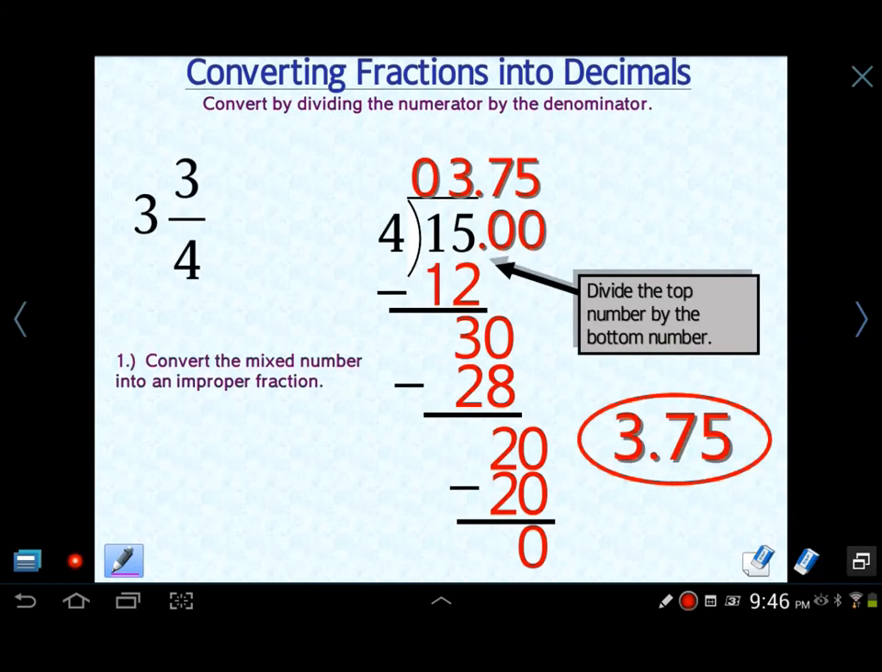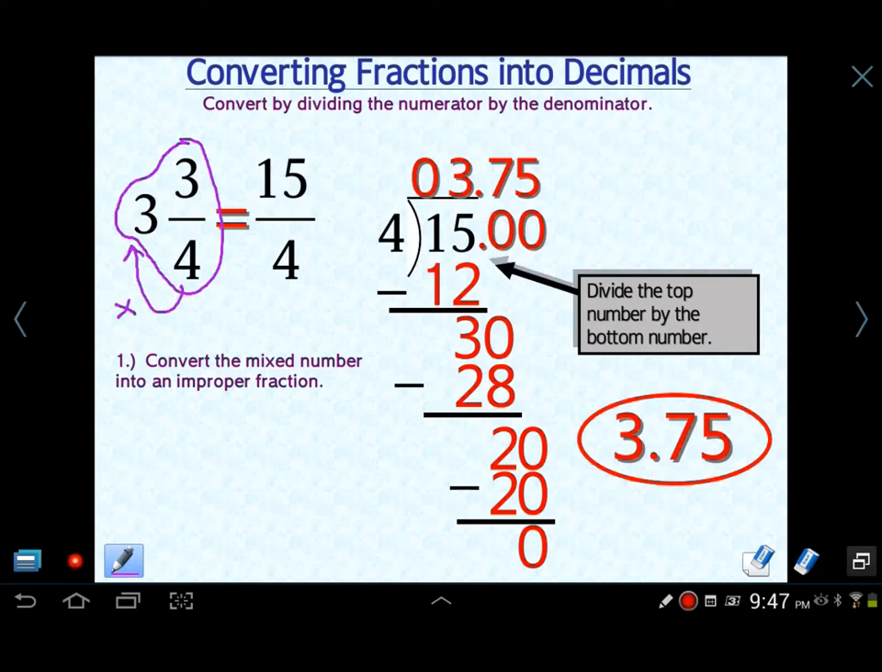Here's the next one. Now this is a mixed number. Some people get a little bit confused when it's a mixed number, but don't let that get you down. Go ahead and convert it into an improper fraction first. If you forgot how to do that already, just do 4 times 3 plus 3. 4 times 3 is 12. 12 plus 3 is 15, and that just stays the same in the 4. So 15 fourths. Now to change this into a decimal, just use your calculator and do 15 divided by 4.